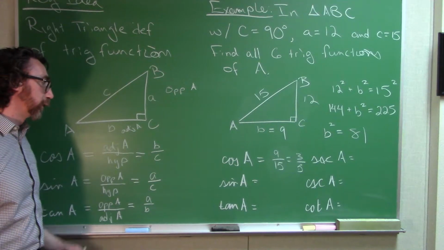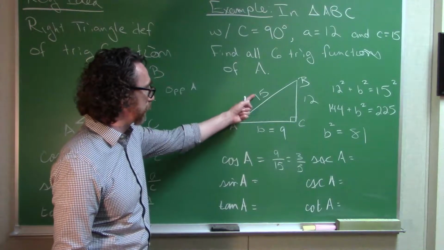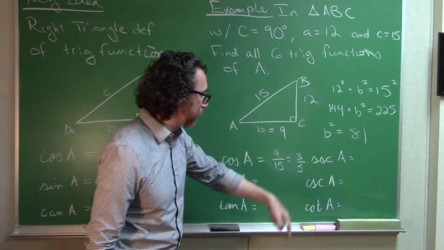I should have seen that. Cosine is adjacent over hypotenuse. If we're talking about angle A, there's the adjacent side, there's the hypotenuse. 9 over 15, 3 over 5.